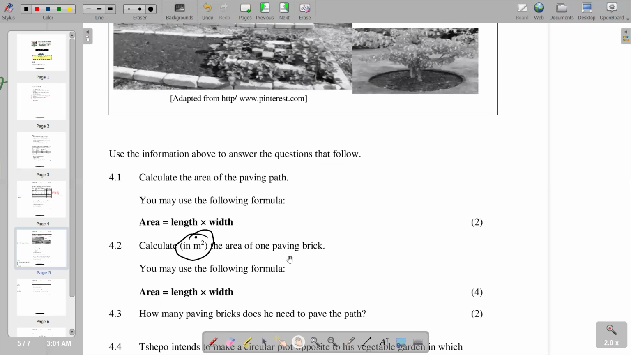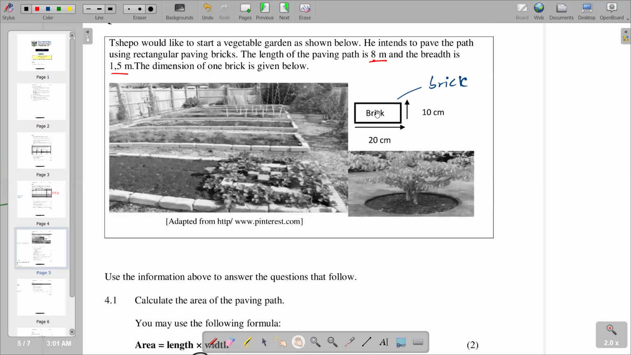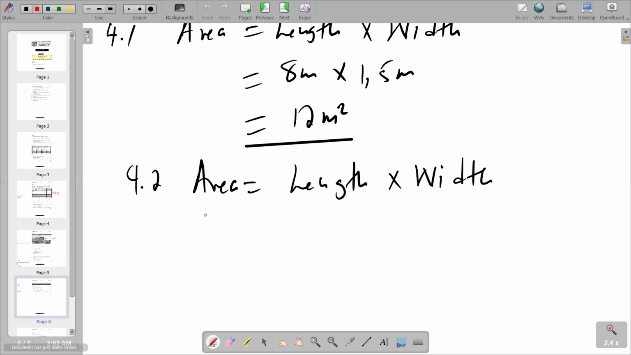Remember, the area of one paving brick dimension, we are given it here. We have 10 centimeters and 20 centimeters: 20 centimeters for length and for width, we've got 10 centimeters. So we have to first convert our centimeters to meters, and we take note that 1 meter is 100 centimeters. So to convert our centimeters to meters, we divide by 100. So for our length, we are saying 20 divided by 100, and we're going to get 0.2 meters.